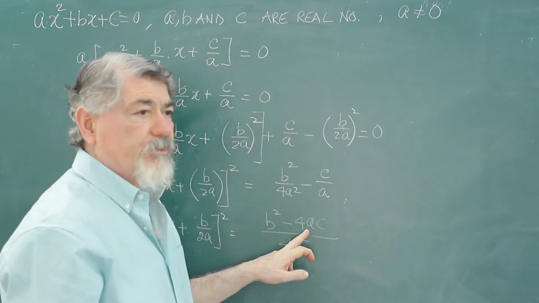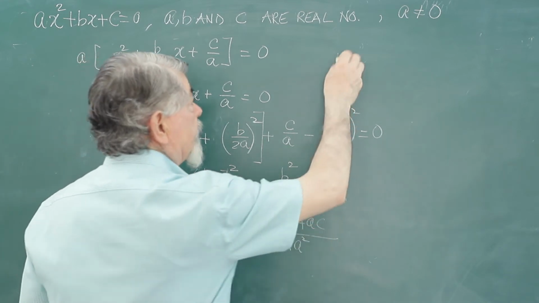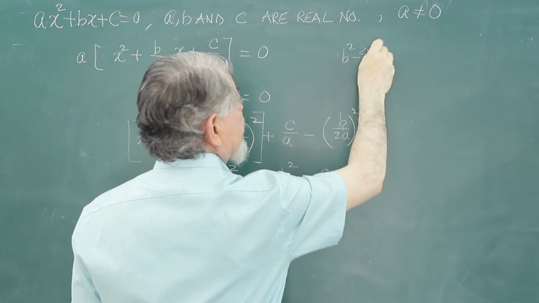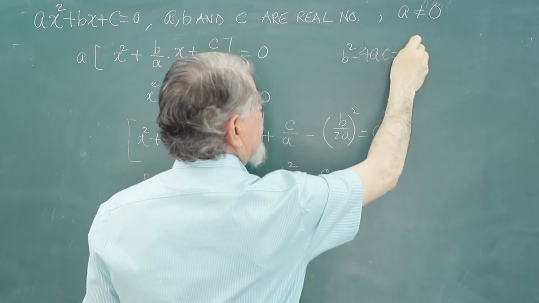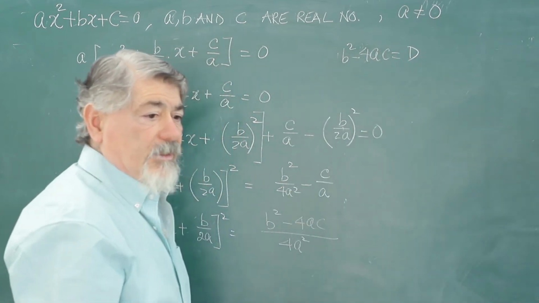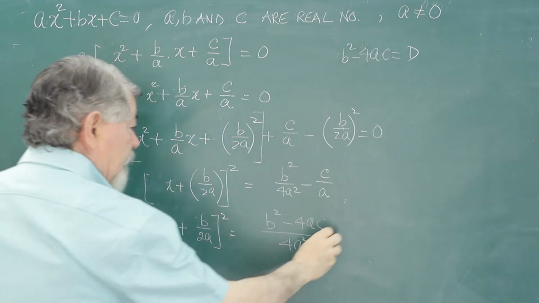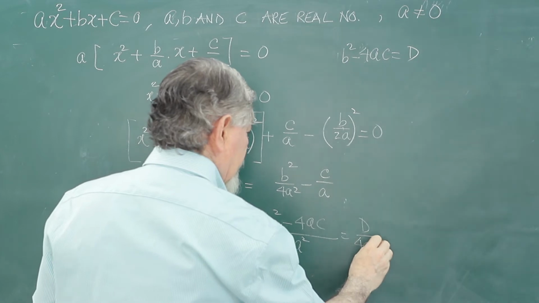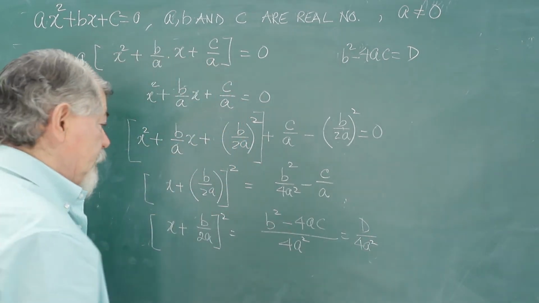This portion, b square minus 4ac, you are aware even in 10th we had discussed that b square minus 4ac is called the discriminant. So it will become D upon 4a square.